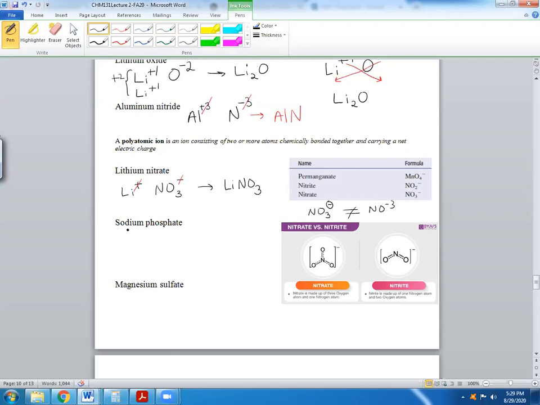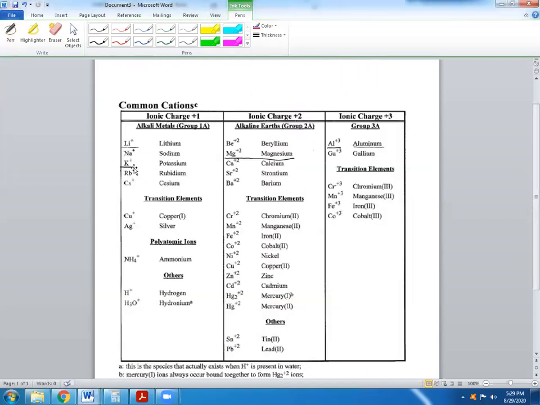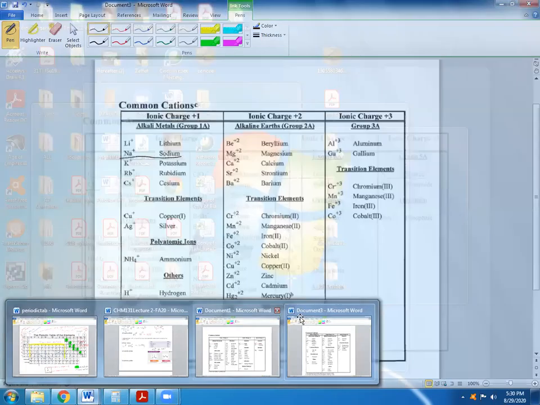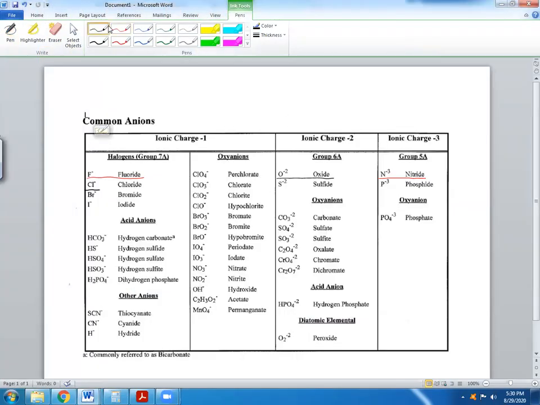So let's look at another one. We have sodium phosphate. So let's go find sodium and phosphate. Sodium is Na plus right here. Let me erase the other ones. And let's look up phosphate. If you can familiarize yourself with this, here is phosphate. It's PO4, so that's phosphorus and 4 oxygen atoms with an overall -3 charge.